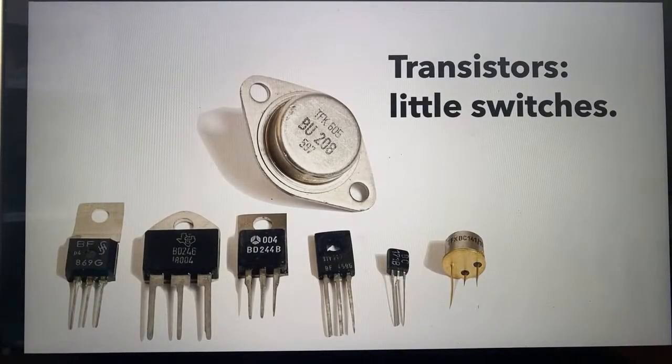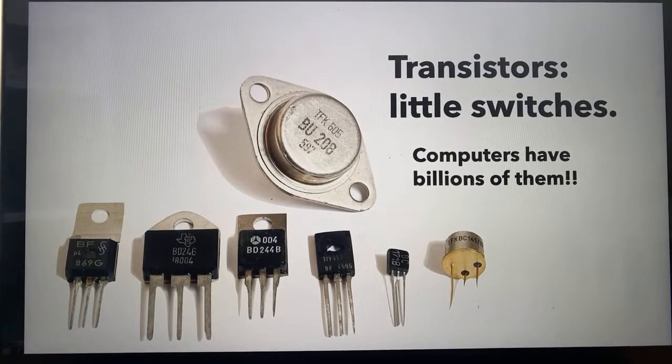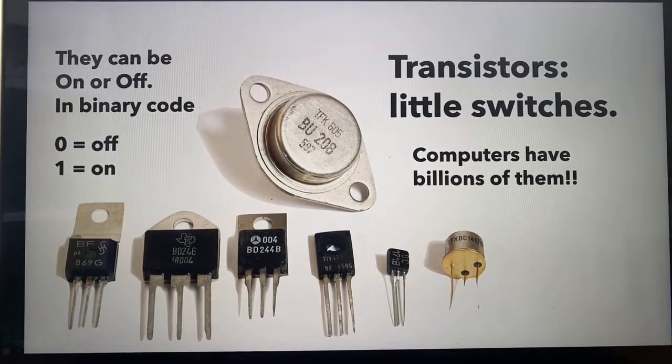You don't need to remember that. The nice way to think of it is picture these little transistors, tiny little switches in computers. They've got billions of them, and they can just be on or off. So in binary, if the transistor is off, that's a 0, and if it's on, then that's a 1.